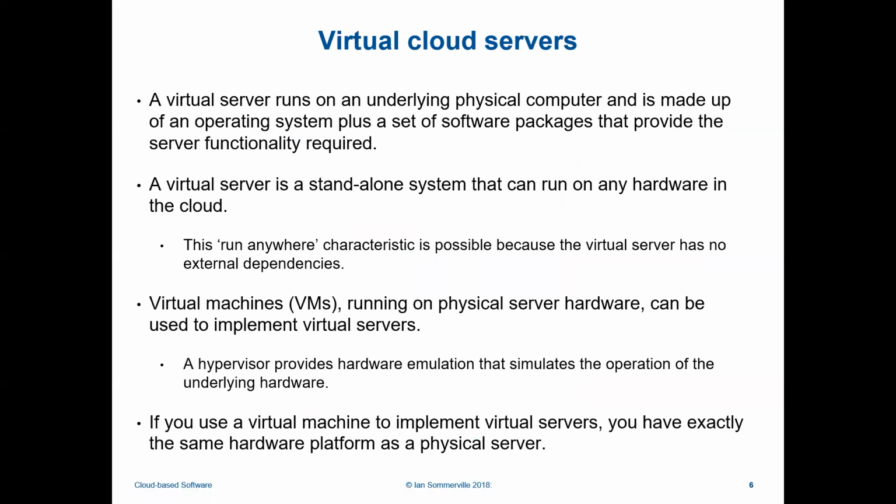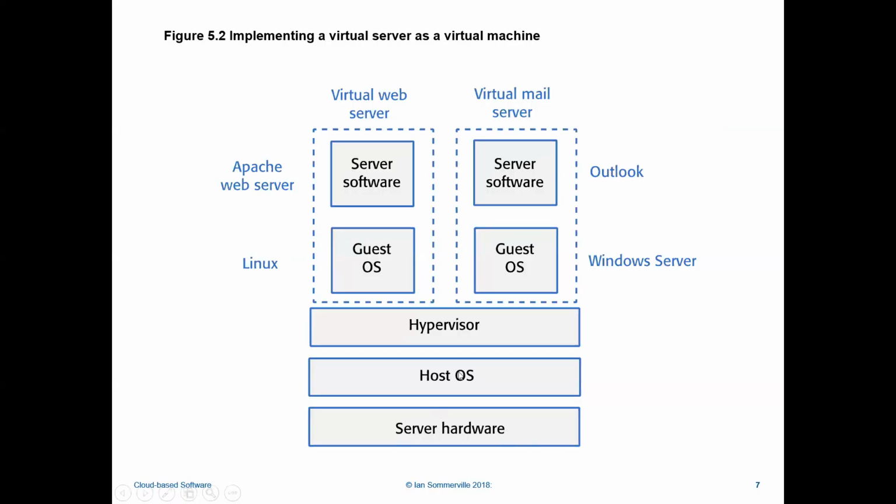Virtual machines running on physical servers can be used to implement virtual servers, as we said. If you use a virtual machine to implement virtual servers, you have exactly the same hardware platform as a physical server. In other words, this Linux or Windows Server operating system thinks that it's on hardware. From its perspective, it's on the hardware. It doesn't notice this layer in between.